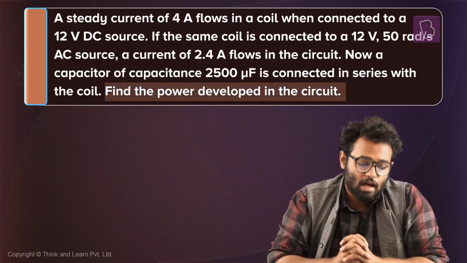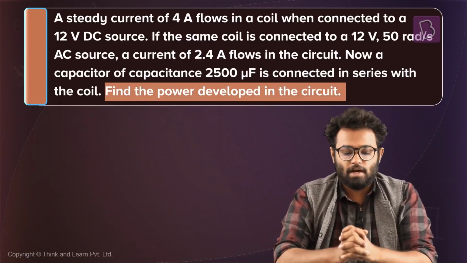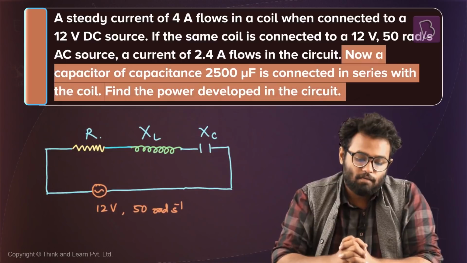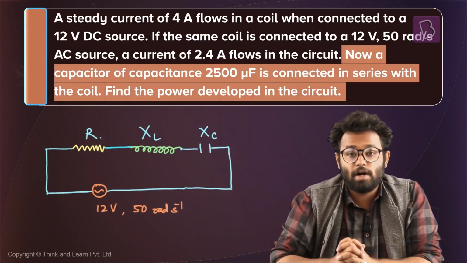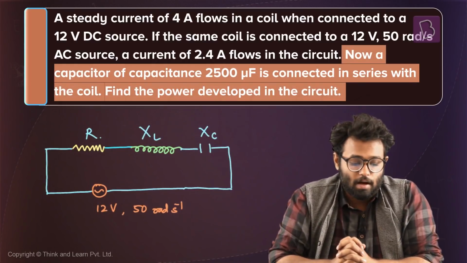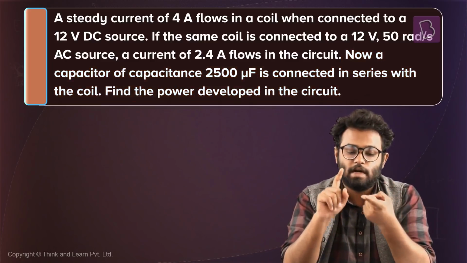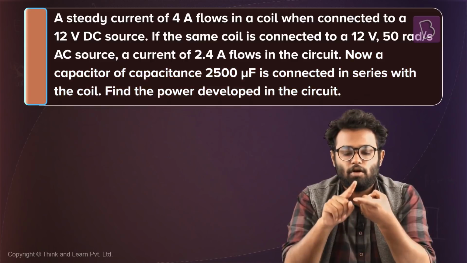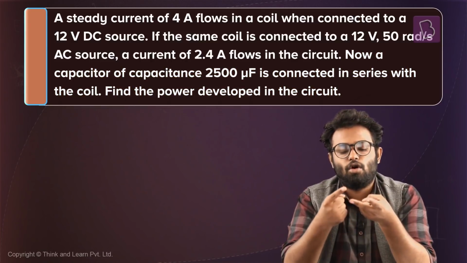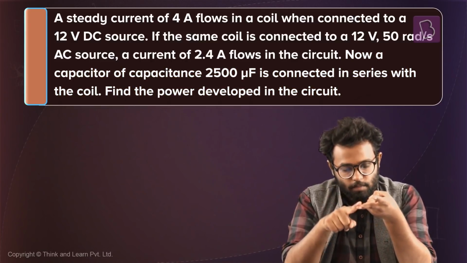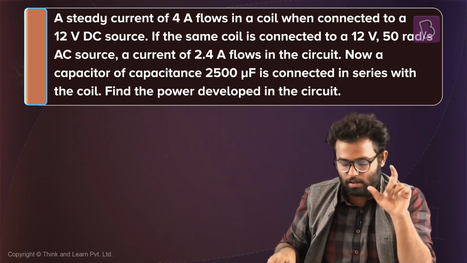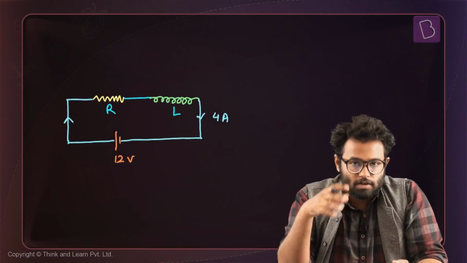Then it says, what would be the power developed in the circuit if you connect a 2500 microfarad capacitor in series with the coil? Okay, so initially the circuit had just a DC supply, then it got an AC supply, and then it also got a capacitor added to it. Alright, so there are basically 3 situations here, right? Let's look at the first situation.